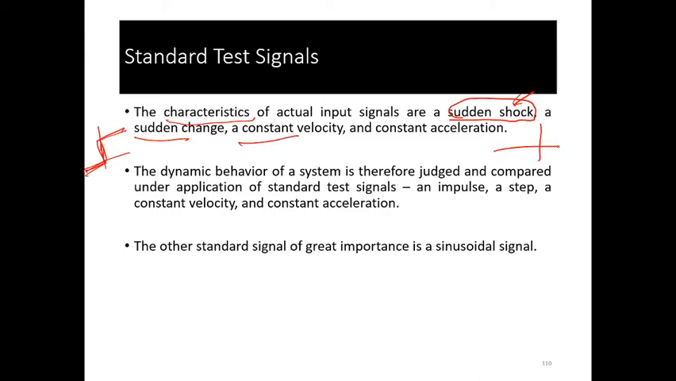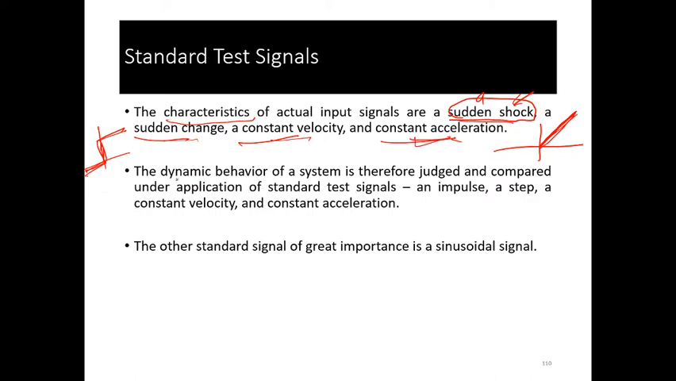Constant velocity means linear, or you can say a ramp signal. Constant acceleration is just like a parabolic signal. So we have the different types of signal: the sudden shock, sudden change, constant velocity, and constant acceleration. And now we are going to draw some mathematical foundation based on this.